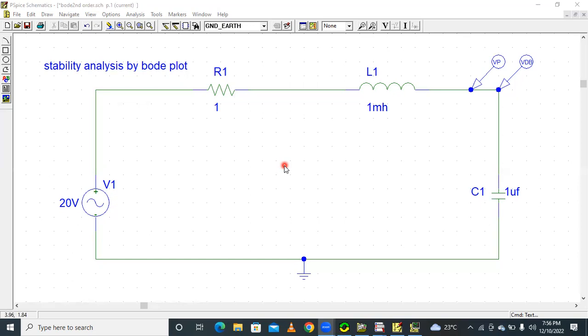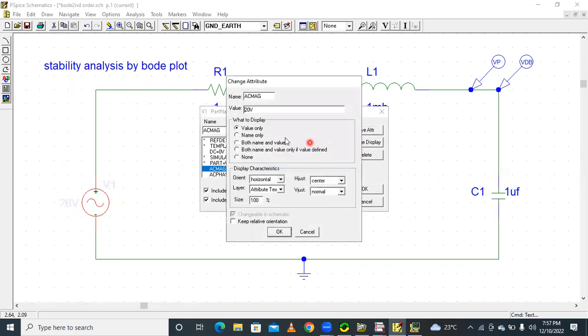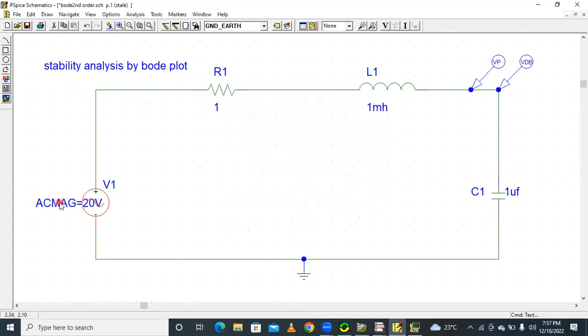So by using PSpice, we have to find omega pc, the phase crossover frequency, and omega gc, the gain crossover frequency, for the second order circuit. In this PSpice circuit, this is called VAC. The voltage VAC is equal to 20 volts. Change the display to both name and value, so the indicator looks like this.